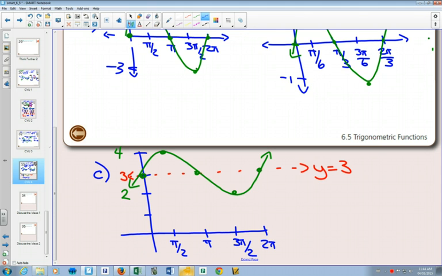And questions you can do for this one are 6 and 7.